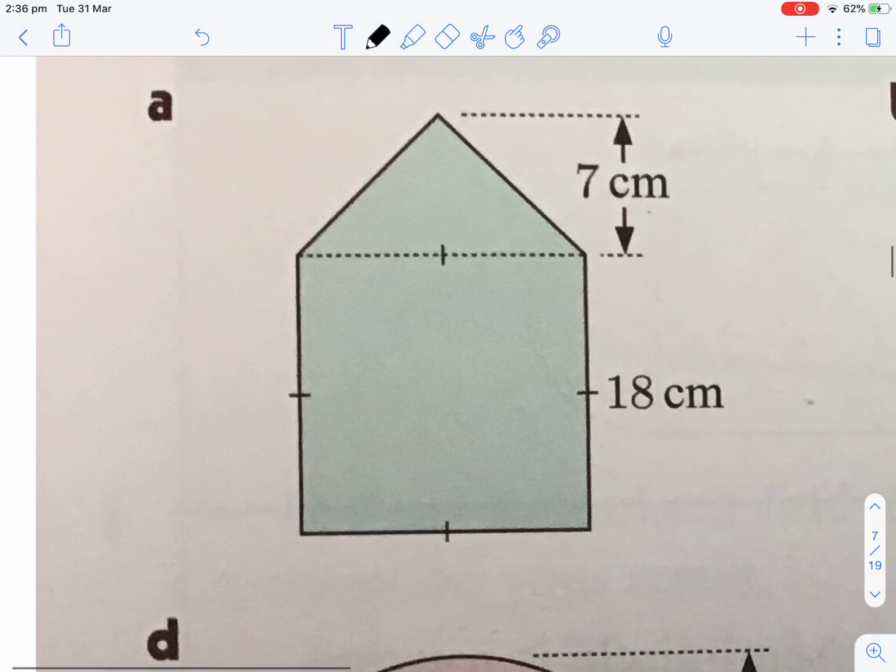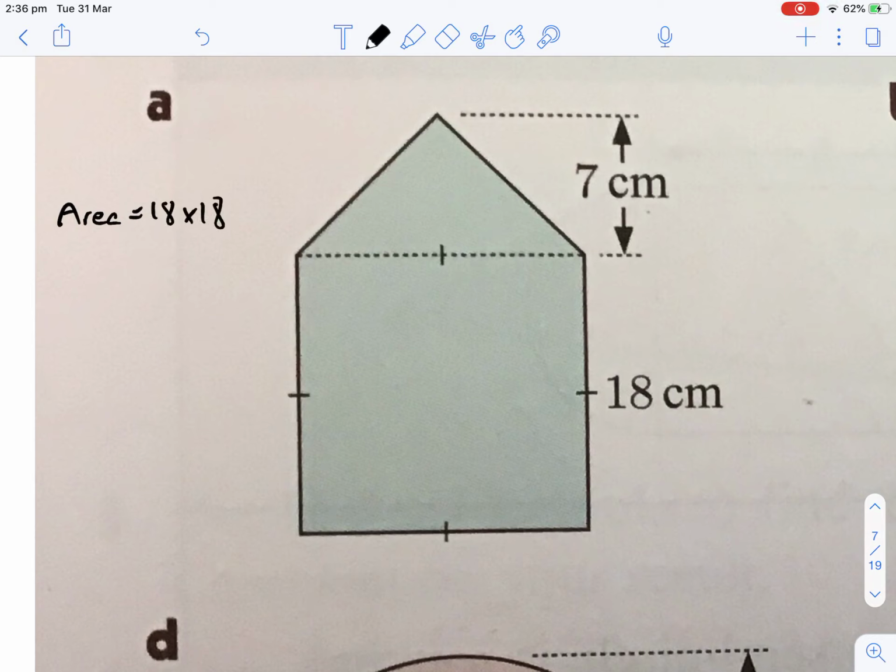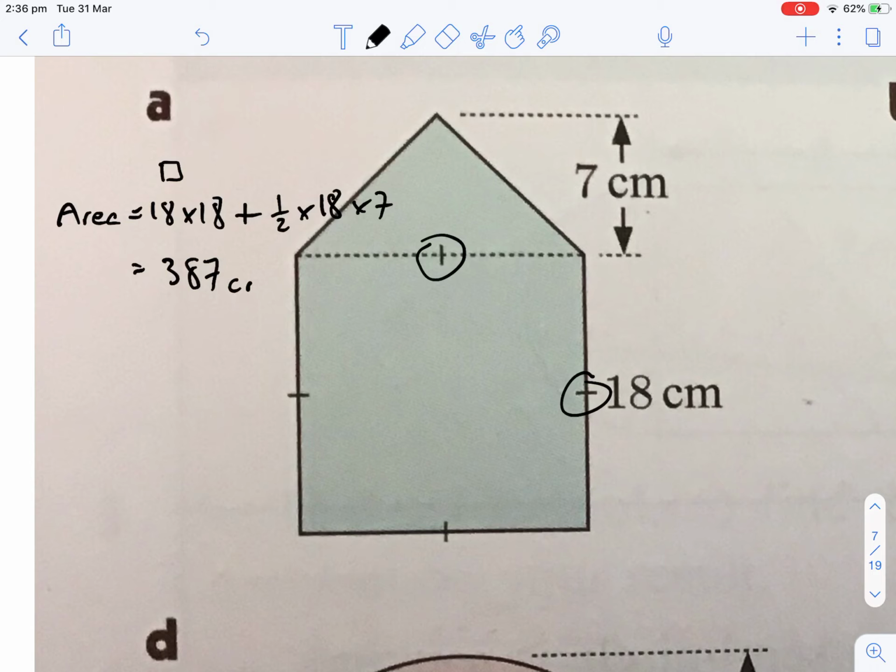So if I was doing this one, my area would be equal to 18 times 18. That's my square part of the shape. Plus, I've also got the triangle. And for a triangle, it's a half times the base times the height. Now my base here, we can see from this marker that my base is the same as that other 18 side. So half times 18 times my height, which is 7. And altogether for this shape, I'd wind up with an area of 387, and that was being measured in centimetres, so it would be centimetres squared. Don't forget to put those units in because that's very important.